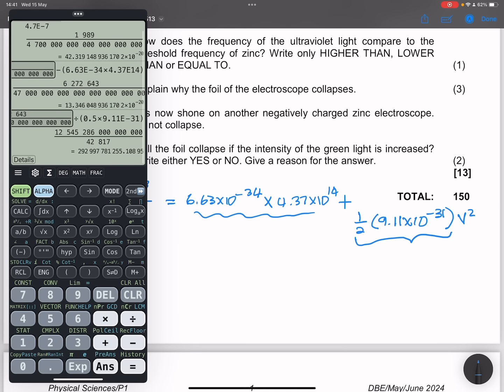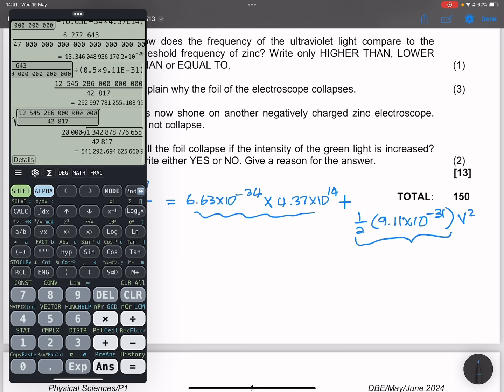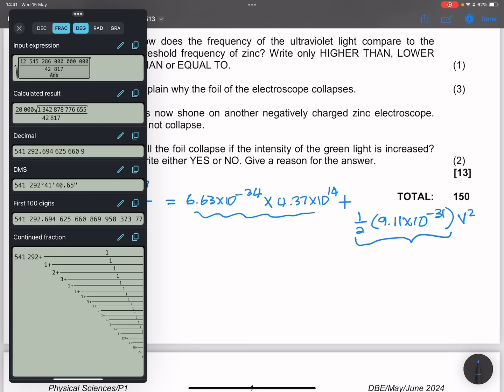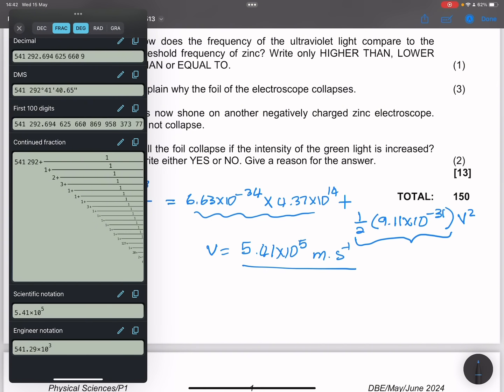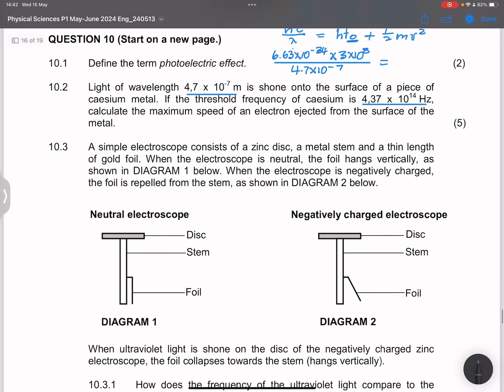Okay, so I've got my final answer there. Apologies about that. And then I'm going to just simply take the square root, remember, of our answer. And what do we get there? I get a value, so let's just take the scientific form of it. So I get V to be equal to 5.41 exponent 5. This is in meters per second. So that would be the speed of the ejected electron. All right, I hope that makes sense.